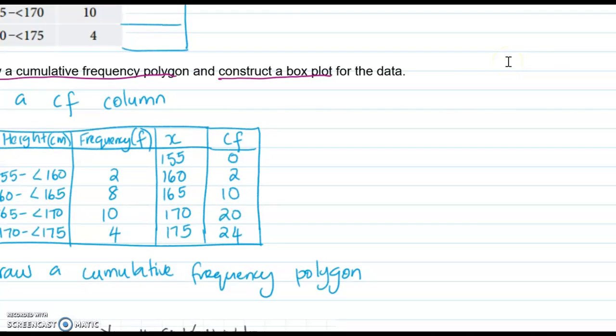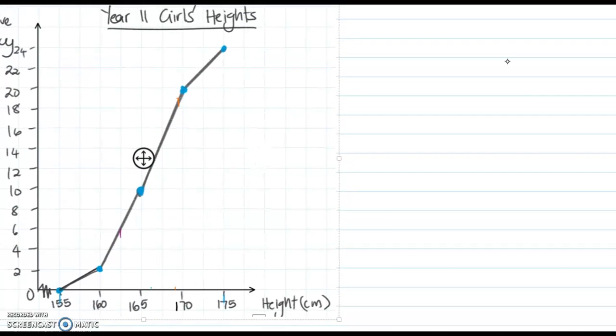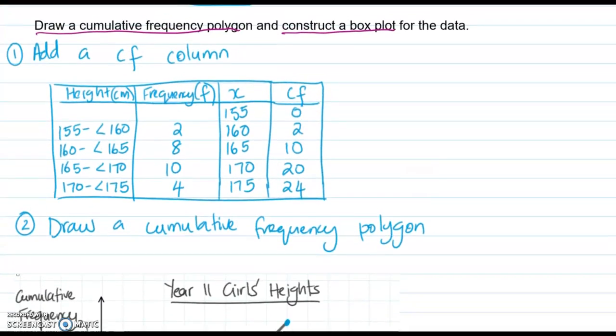So if we have a look, our cumulative frequency values are 0, 2, 10, 20, and 24. And if we look at our intervals, 0 was at 155, 160 to 2, 165 to 10, 170 to 20, and 175 to 24. All right, so that's the first part, which is drawing the cumulative frequency polygon.